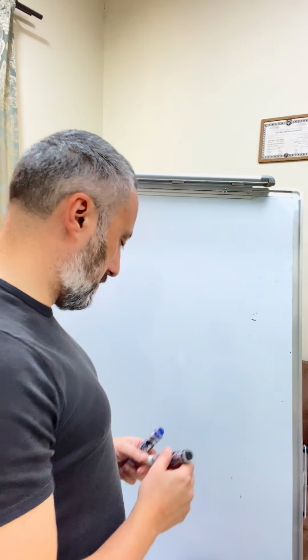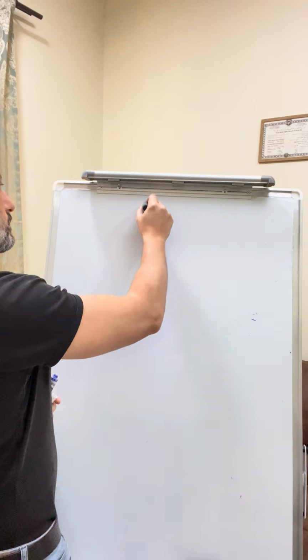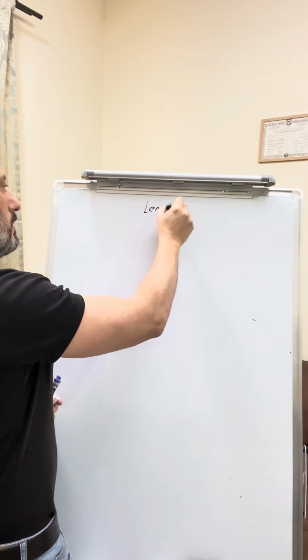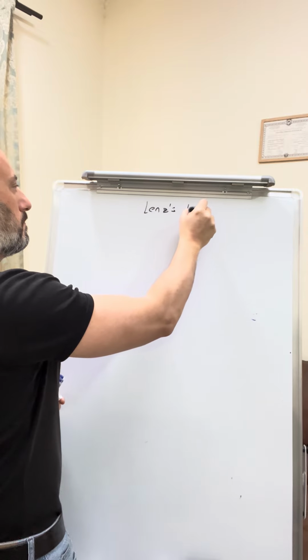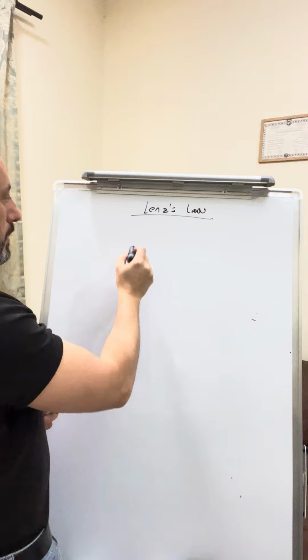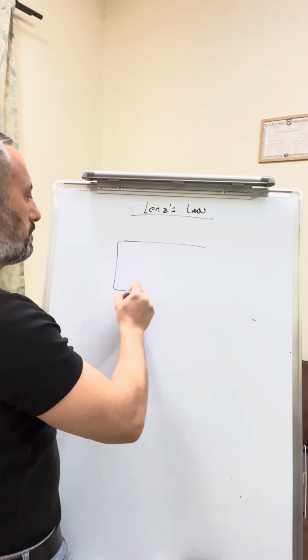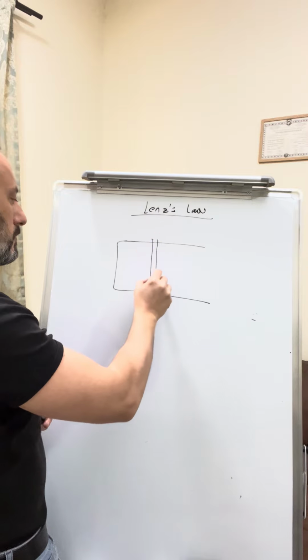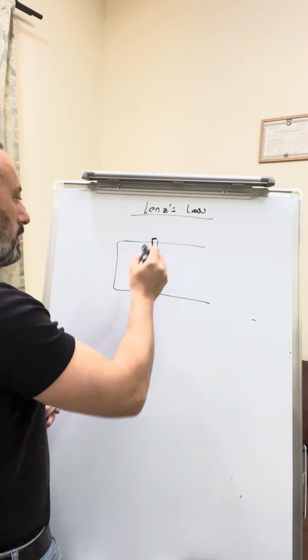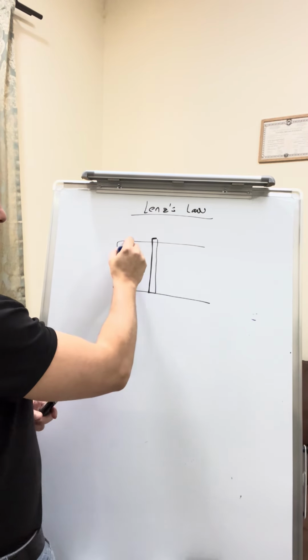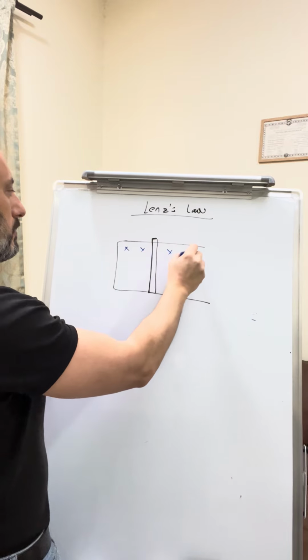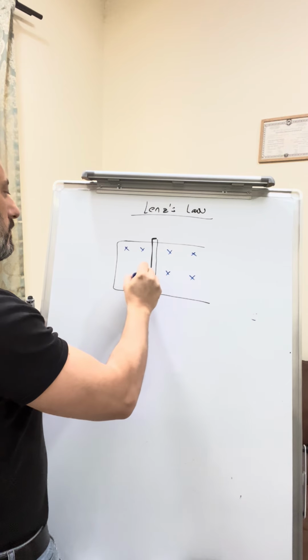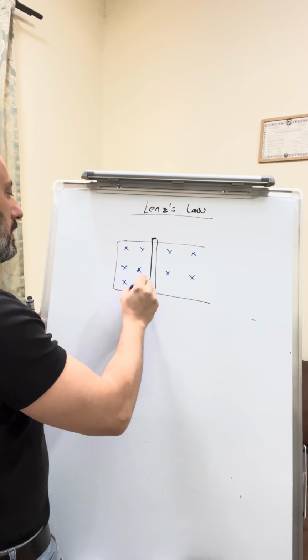All right, another example on Lenz's law. Let's say we have two rails here, and you have a rod, and there is a magnetic field, for instance, that is directed into the page. There is a magnetic field directed into the page.